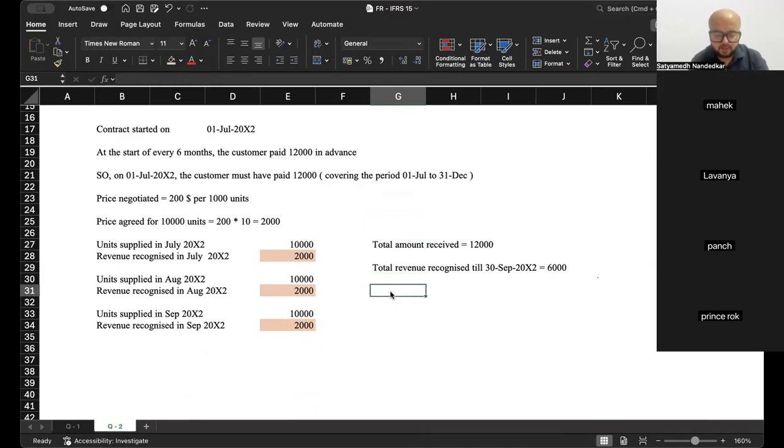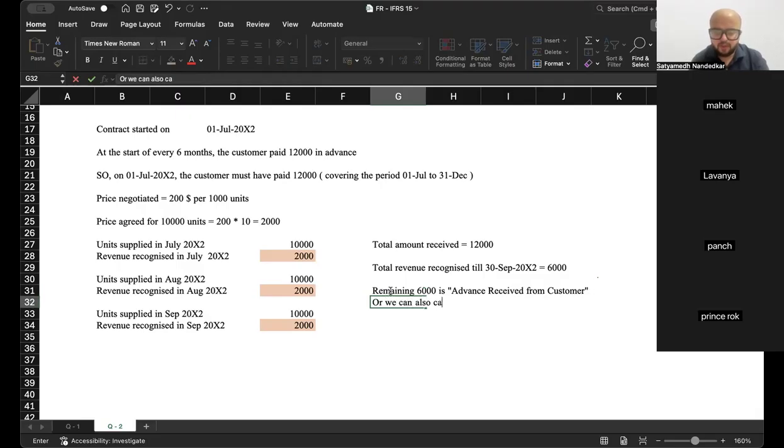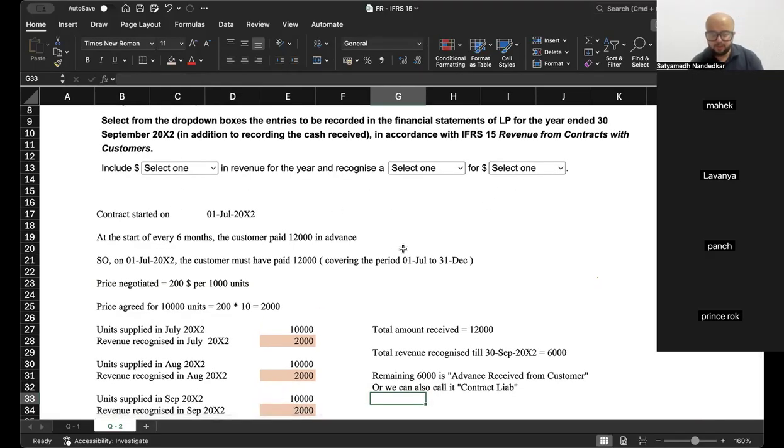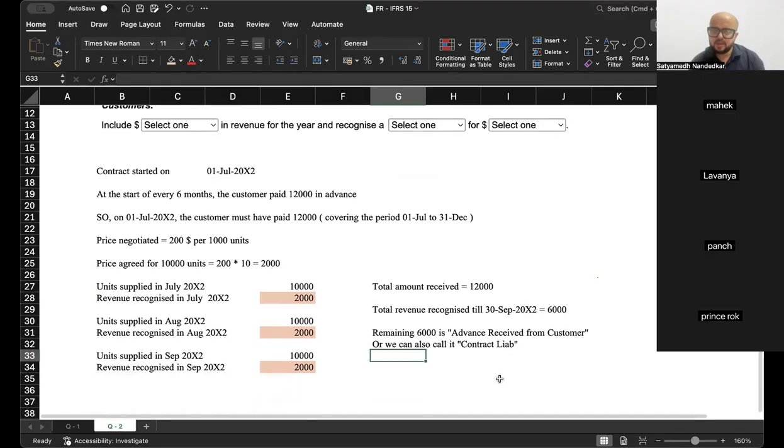Revenue recognized is 6,000. So remaining 6,000 is advance received from customer, or we can also call it, what can we call it? Contract liability. ठीक है. So and recognize a contract liability for 6,000. Include 6,000 in revenue, contract liability for 6,000.